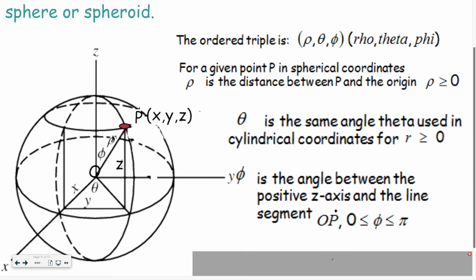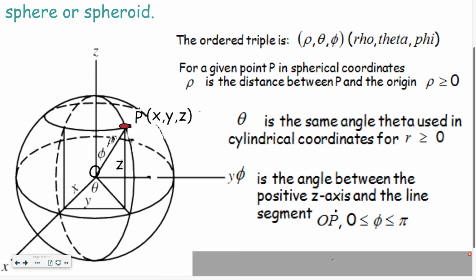But it is the angle between the positive z-axis and our coordinate. It's always going to be between 0 and pi, because we're talking about the positive z-axis. We're not going to rotate more than pi, okay? So how do we find all these things?